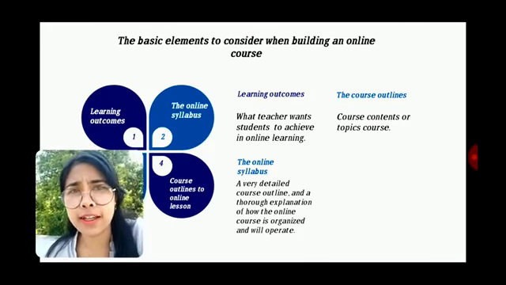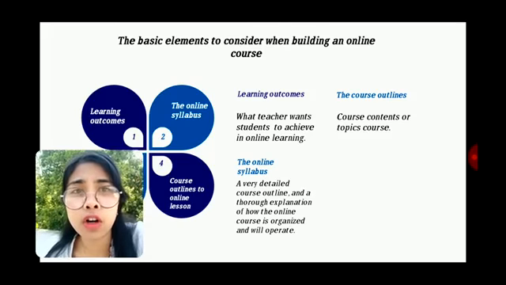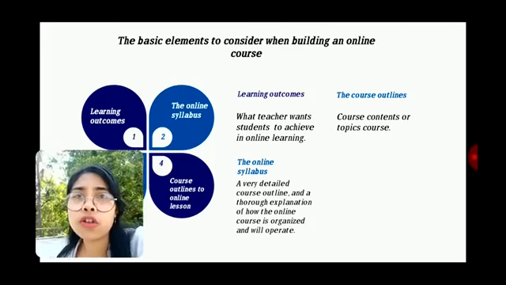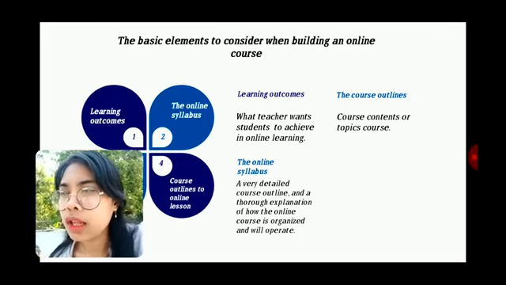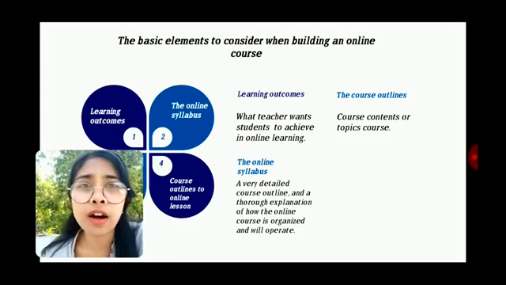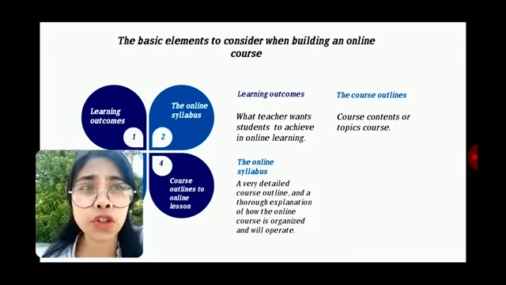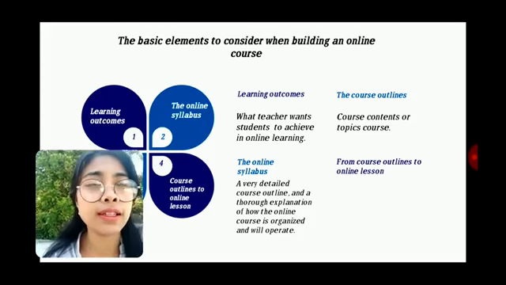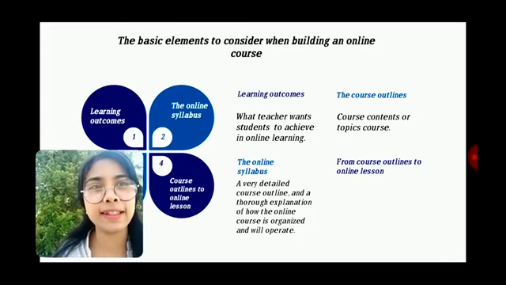The course outline. The course outline is the course content or the topic of the course. It's like the to-do list. What will the online learning go through? What will the teacher do in the online learning for the students? And the last one is from course outline to the online lesson.